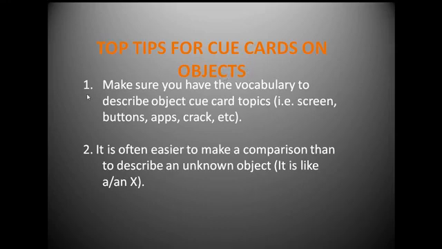Now, the top tips for cue cards on objects. The very first tip over here is make sure you have the vocabulary to describe object cue card topics. That is screen, buttons, applications, crack, etc. Whatever you can explain. Tip number 2 is it is often easier to make a comparison than to describe an unknown object. How can you connect this? It is like a guitar, as I did previously. I hope this would really work wonders for you, students.